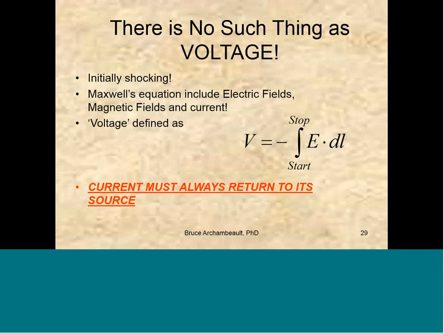In fact, the voltage definition is simply as shown here, the electric field times the distance over some start to stop point. And so really, as a fundamental quantity, we have to think about current, especially from an EMC point of view, because current radiates, not voltage. And the first thing we learned about current in our first circuits class in the university is that current must always return back to its source. Unfortunately, we sometimes forget that, and it's really a fundamental thing that we have to remember.